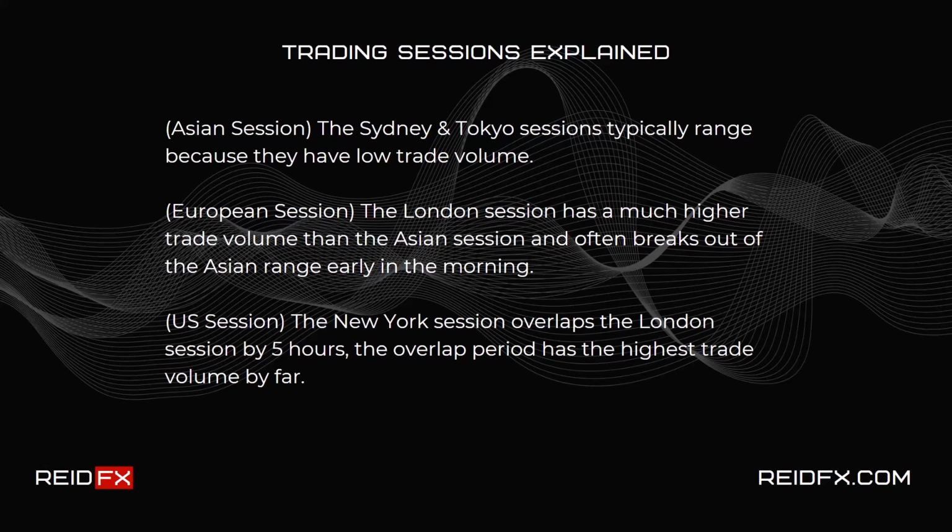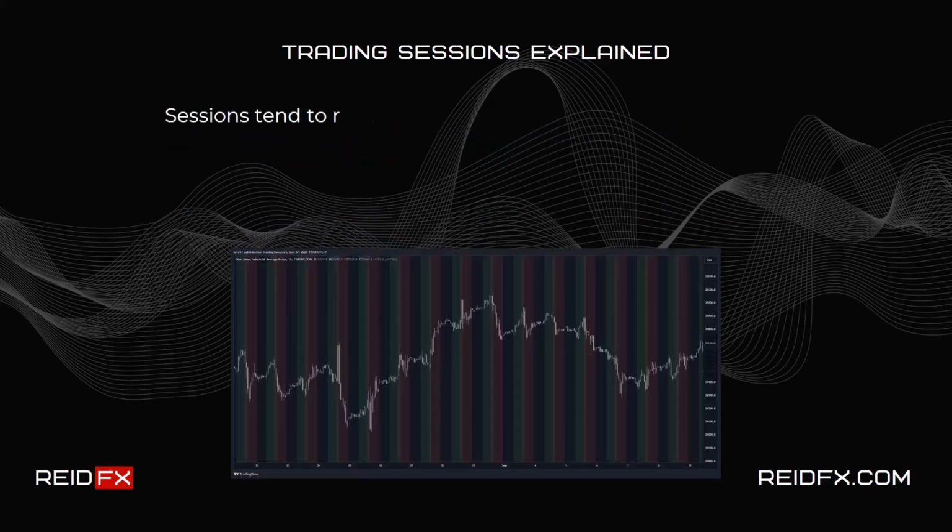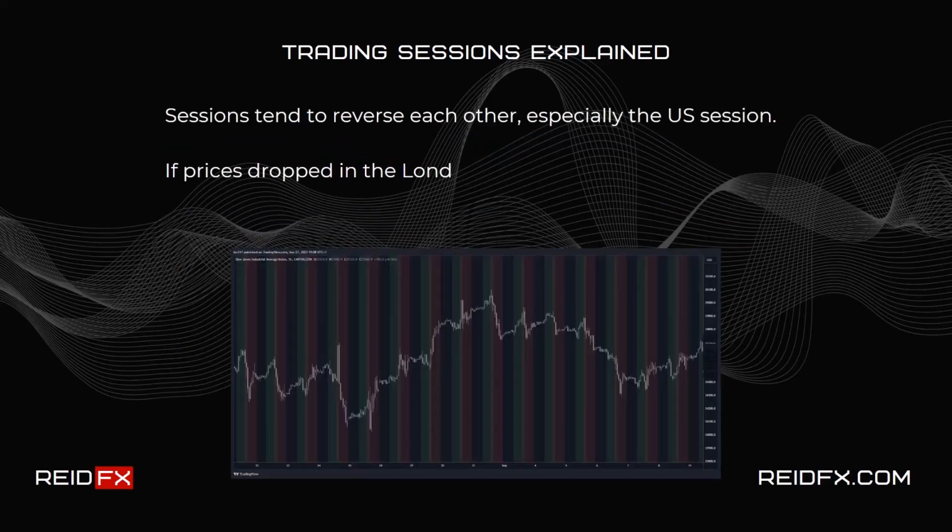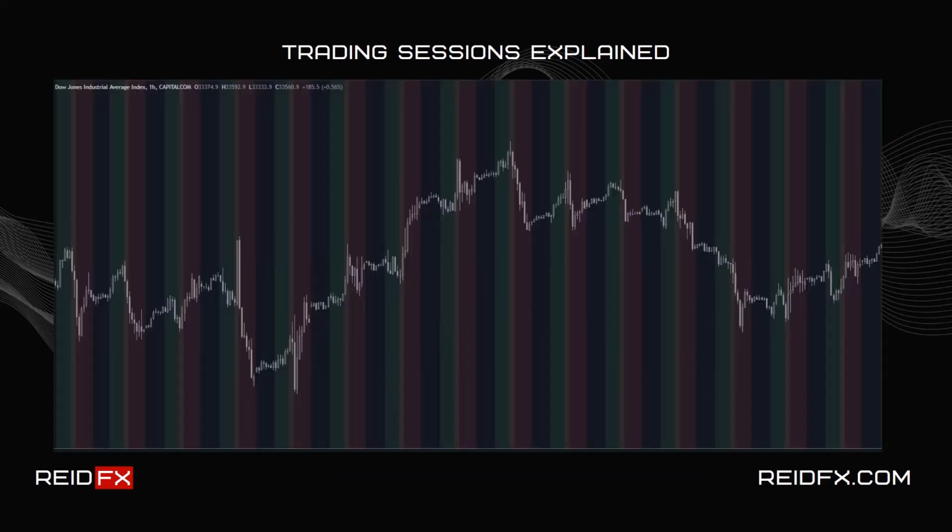Finally, we have the US session. The New York session overlaps the London session by about 5 hours, depending on daylight savings. The overlap period has the highest trade volume by far. Now then, an interesting little quirk of sessions is that they tend to reverse each other, especially the US session. If prices dropped in the London session, they will likely rise in the New York session. I'm going to show you this in a little bit of detail now.